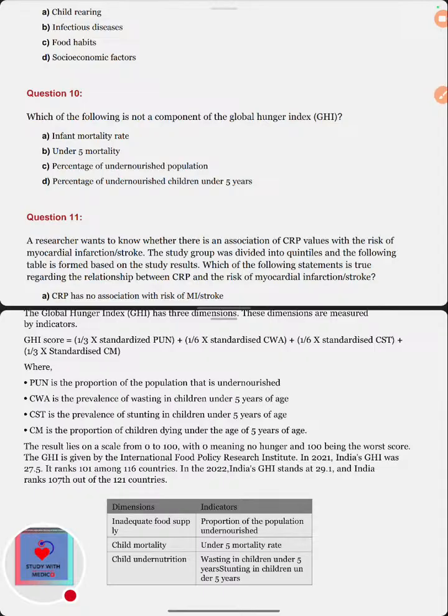Percentage of undernourished population, yes, it is included. Percentage of undernourished children under 5 years is included. Infant mortality is not children under 5 years. Infant is 1 year, but here we are looking for children under 5 years: under 5 mortality, under 5 undernourished, under 5 undernourished population.